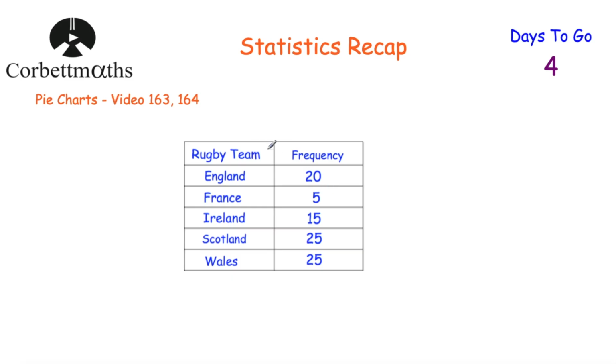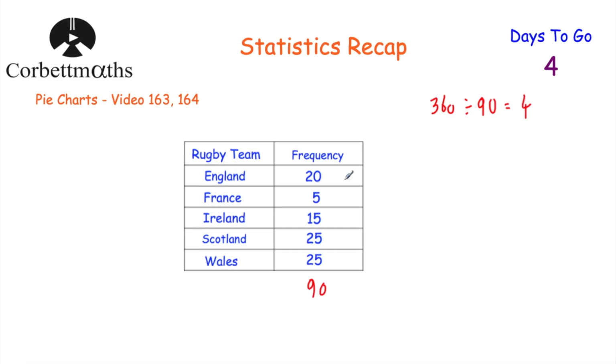So in terms of drawing pie charts, if you were given a frequency table like this, make sure you know how to find the angles for each one of the sectors. So here, if I wanted to find the angle for England, France, Ireland, Scotland and Wales, those angles, I would add up the frequency and find the grand total. In this case it's 90. Then I would take 360 and I would divide it by the total frequency. So 360 divided by 90 is equal to 4.